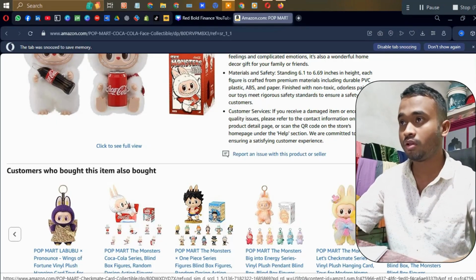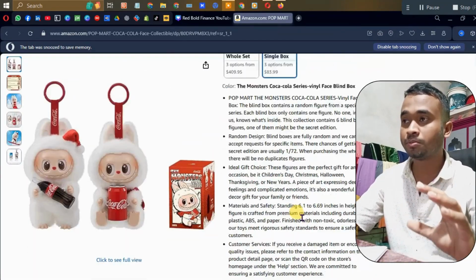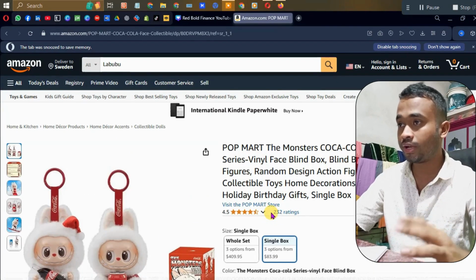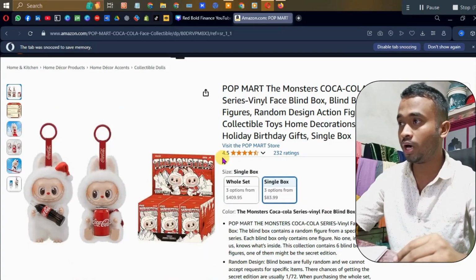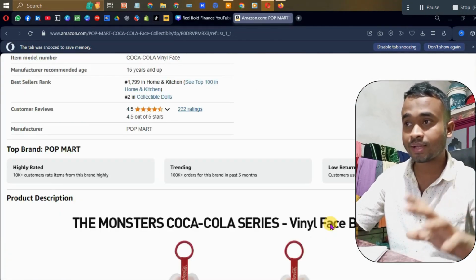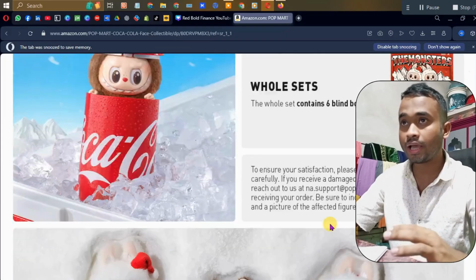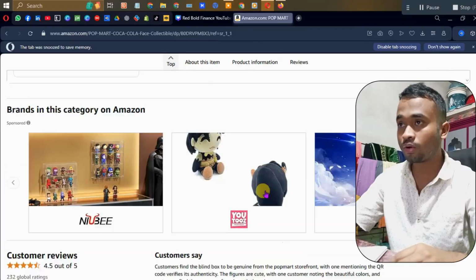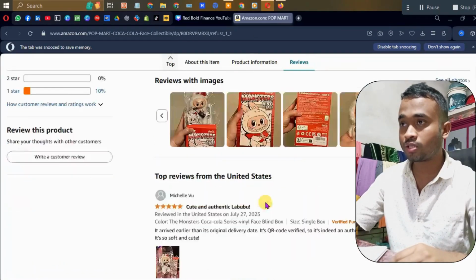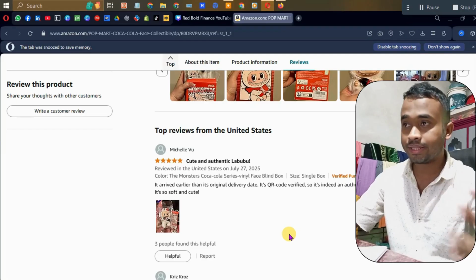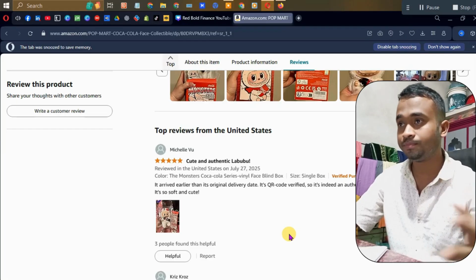So what we will do right now: with this Labubu product, you can see 232 reviews and ratings, and a 4.5 star review out of 5. We will go down and first of all see the customer reviews. In Amazon you can research products, no problem. Just go down and see the top reviews from the United States. Only the United States is enough for market research, and then you can sell this in Europe, no problem.